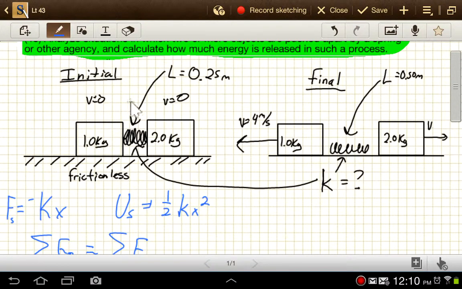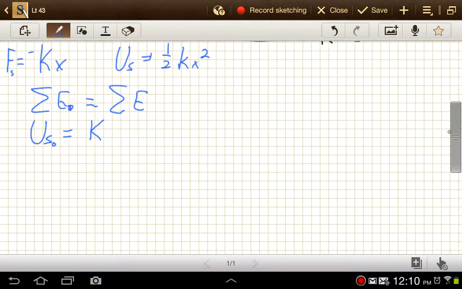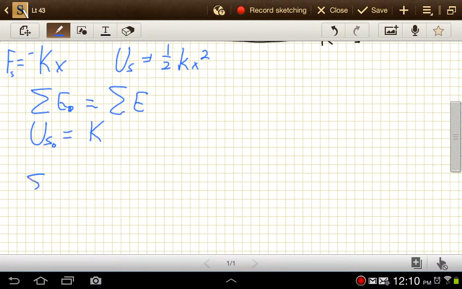Initially we had a total momentum of 0. In the final state, the spring is just sitting at rest on the ground, so no momentum there. This one has momentum to the left, this one has momentum to the right, so this has to have the same momentum to the right as this one does to the left. So I can use that fact to solve for velocity. We're going to work back even a little bit further and do a conservation of momentum.